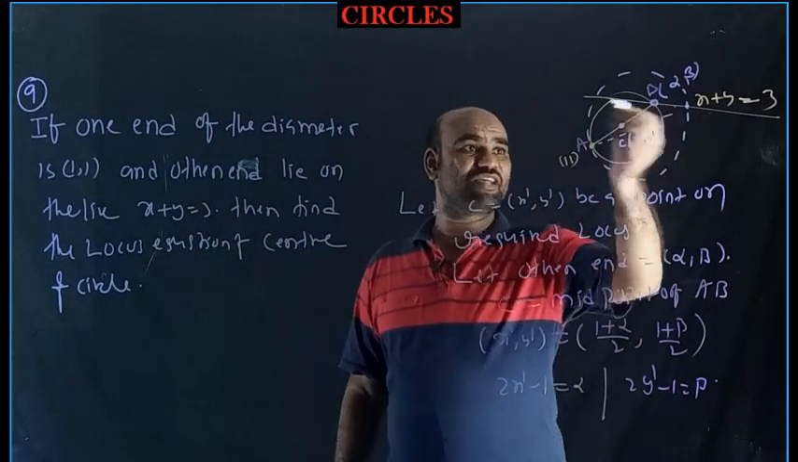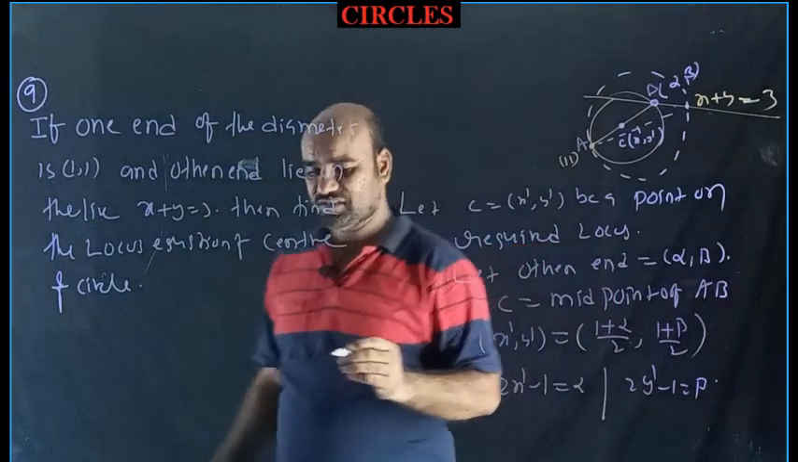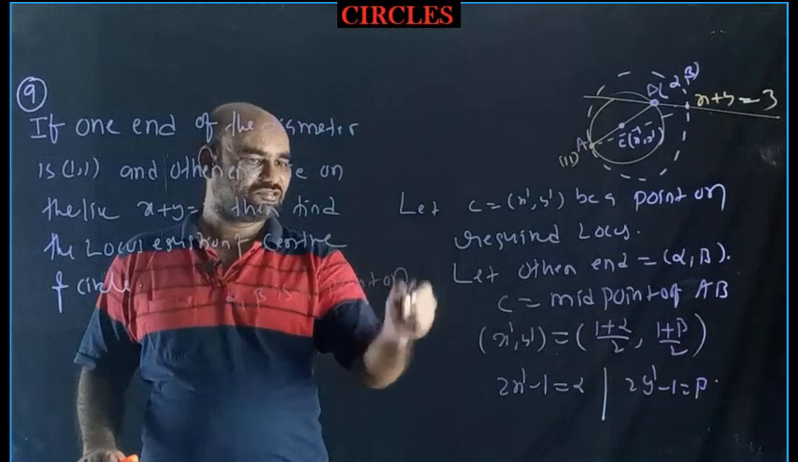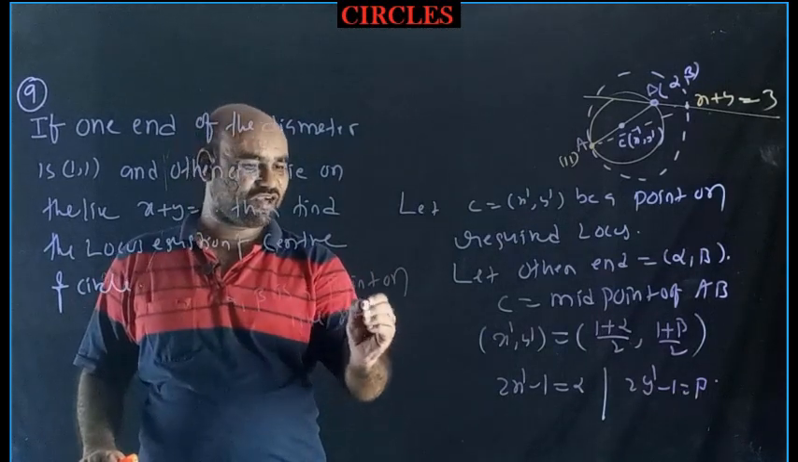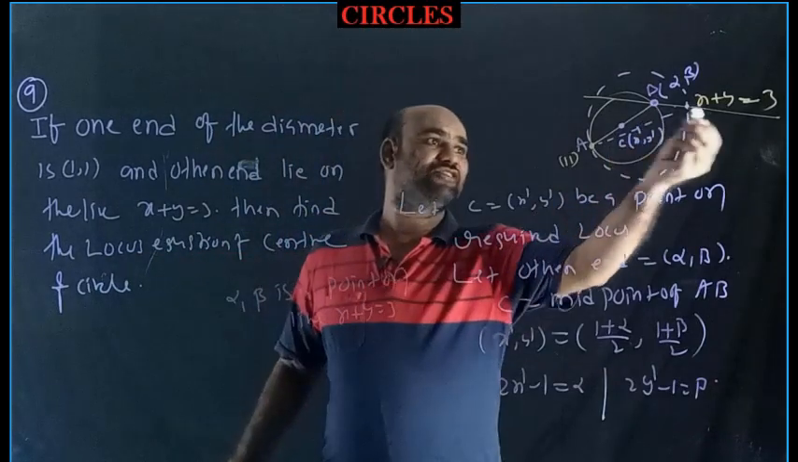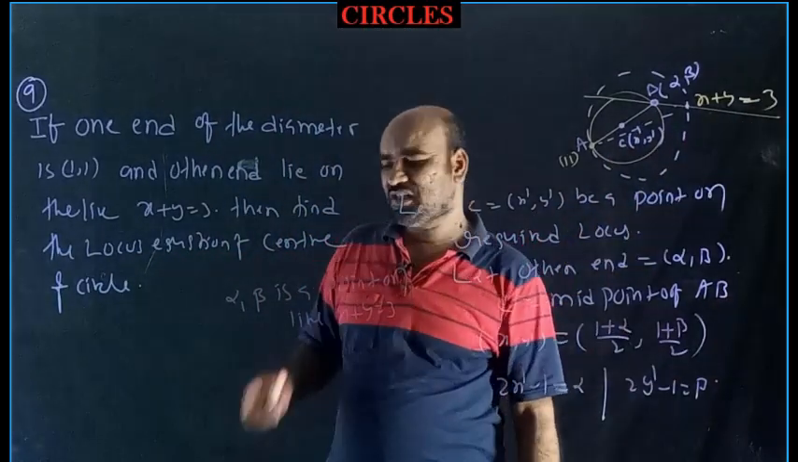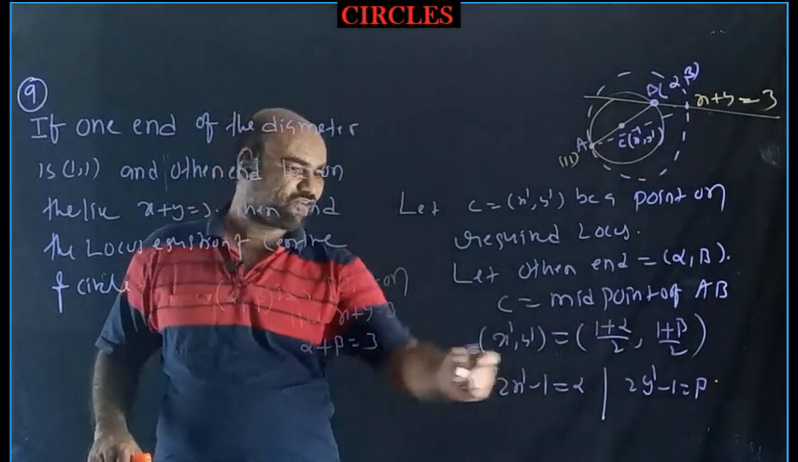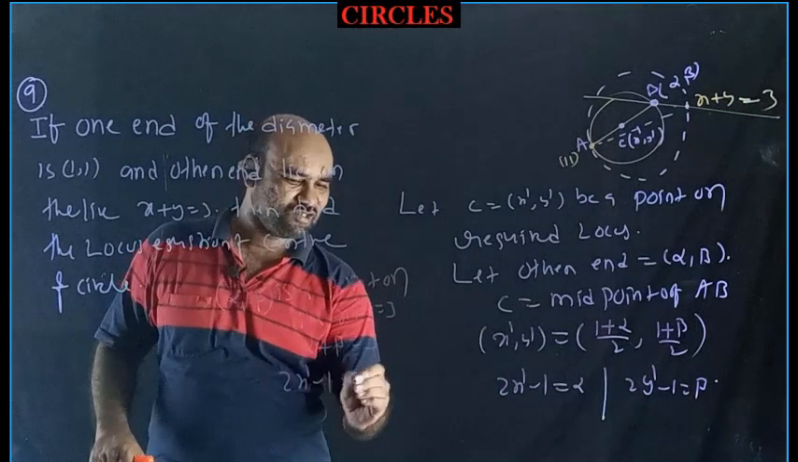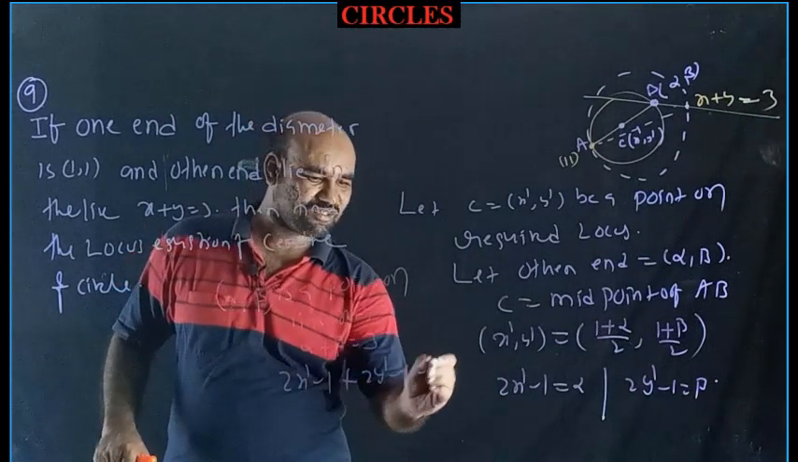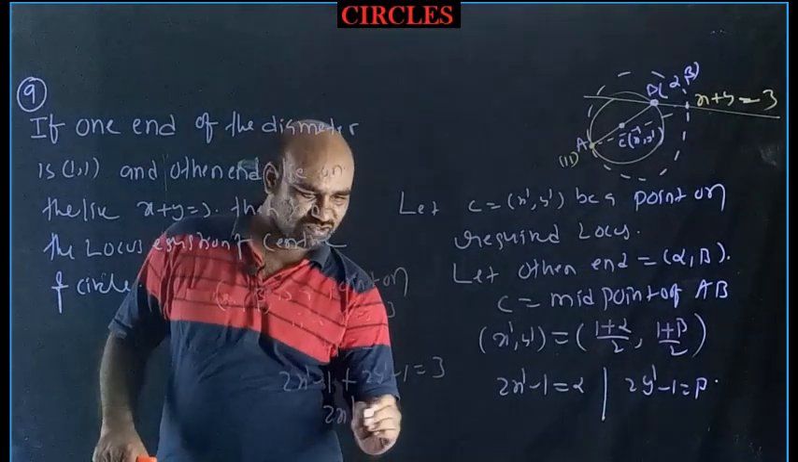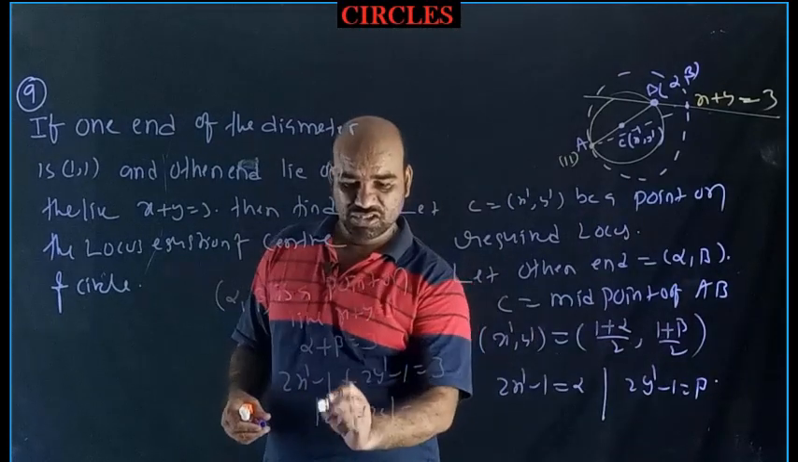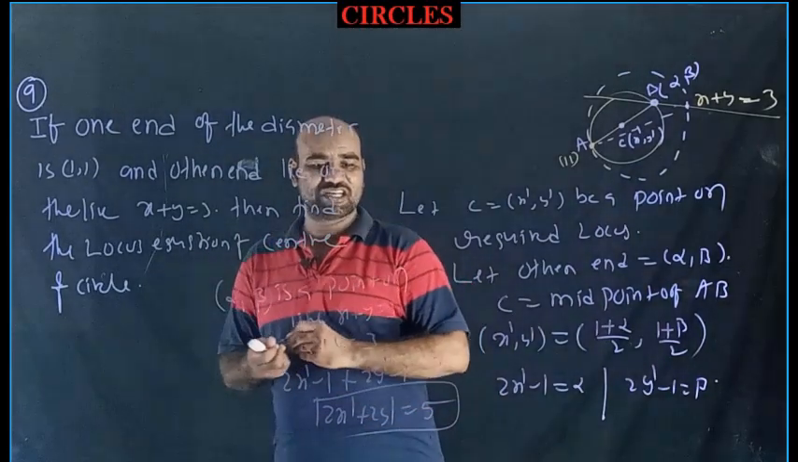So already (alpha, beta) is a point on the line. I will write here: (alpha, beta) is a point on the line x plus y equal to 3. Every point on the line should satisfy this algebraic condition. Especially (alpha, beta) will satisfy alpha plus beta equal to 3. Alpha means what I get? 2x dash minus 1 plus y, meaning 2y dash minus 1, equal to 3, or 2x dash plus 2y dash minus 2 equal to 3, that is 2x dash plus 2y dash equal to 5. So this is the required locus equation of the center of the circle.